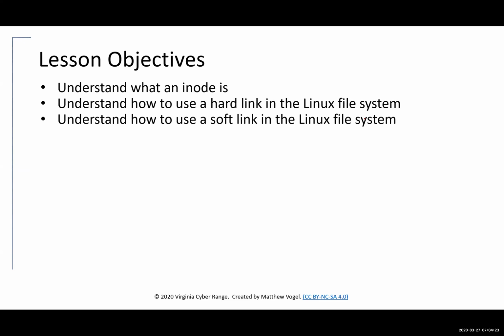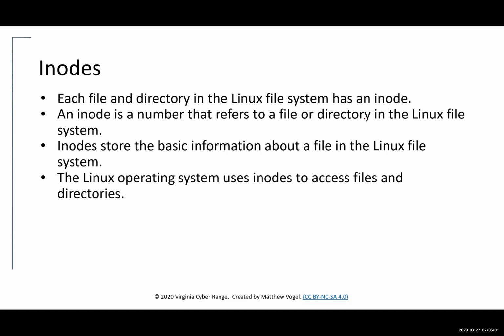So we're going to talk first about an inode. What an inode is has to do with how links work, and it's some useful information about the file system. It's something that you don't necessarily need to know in order to use it, but it's good to know. And if you continue your education about computer operating systems, then inodes will be a pretty important topic later on. So we're going to understand what an inode is, talk about hard links in the Linux file system, and then soft links in the Linux file system. So first, we'll start with inodes.